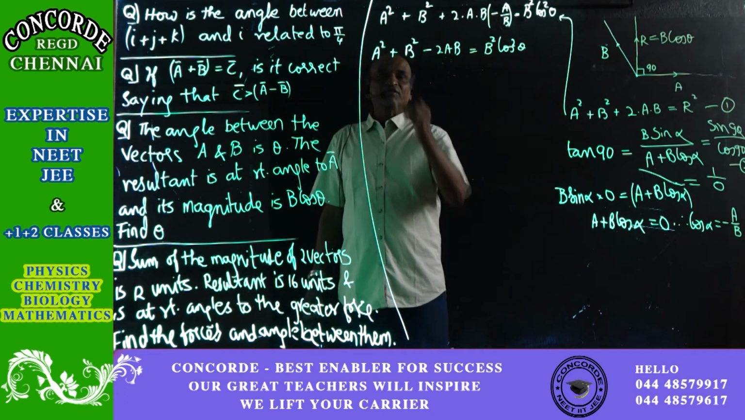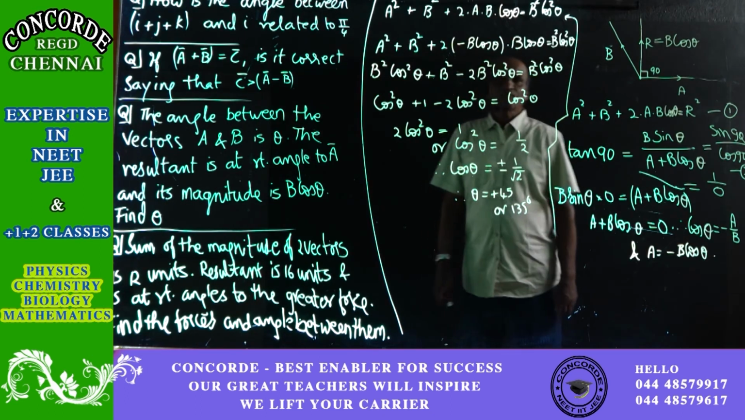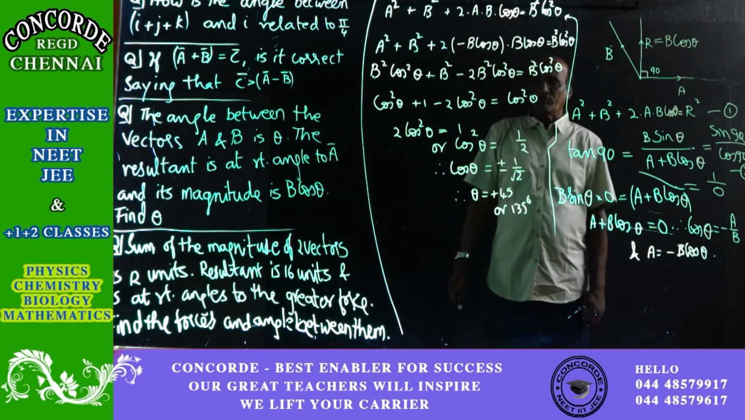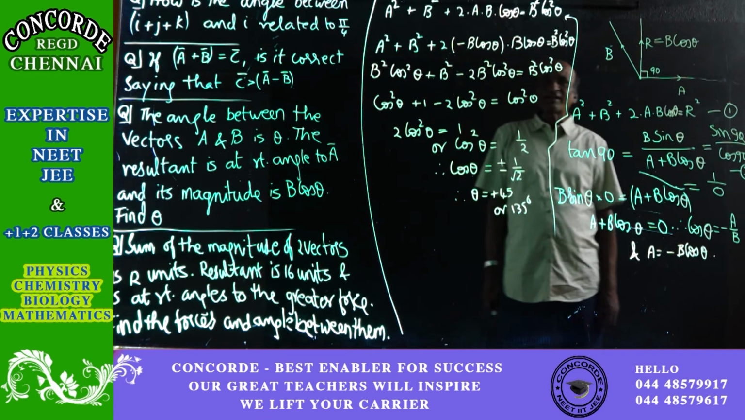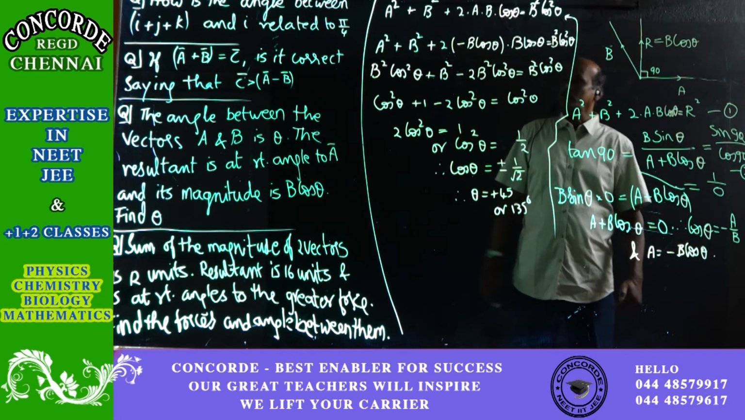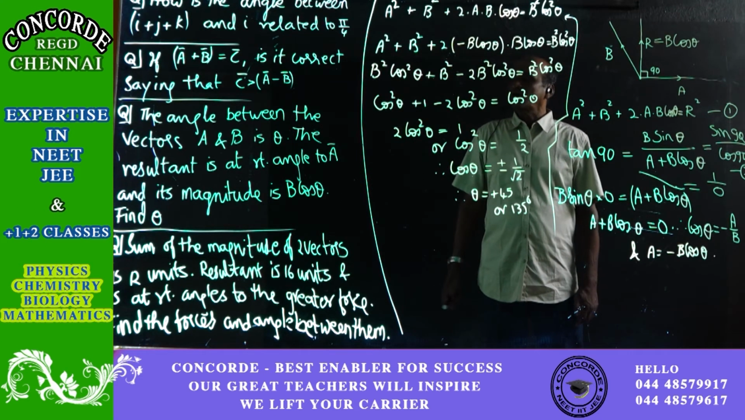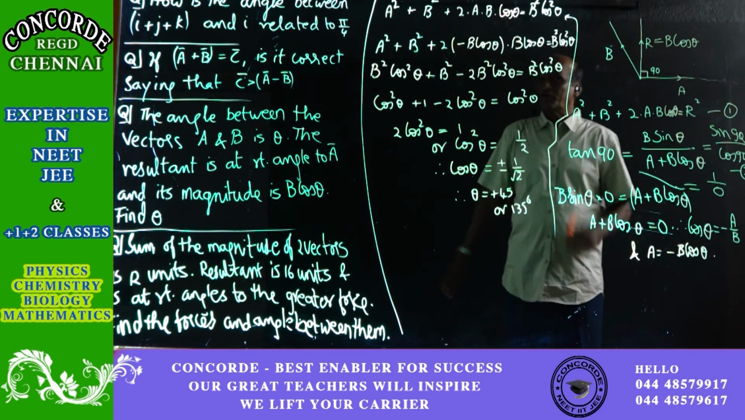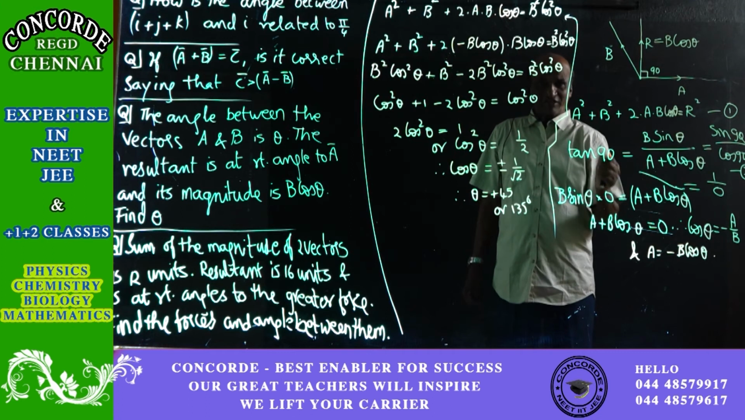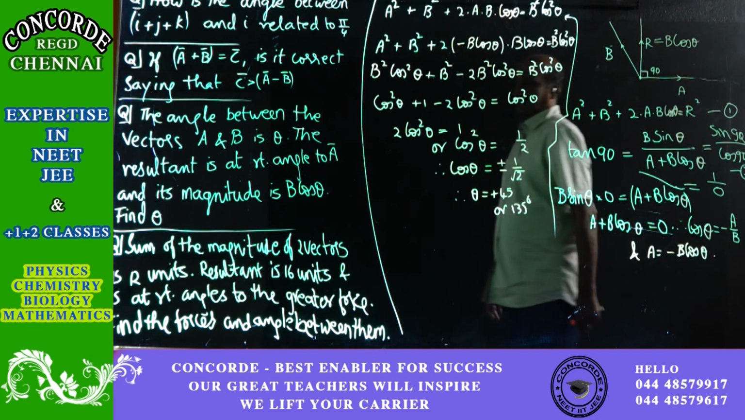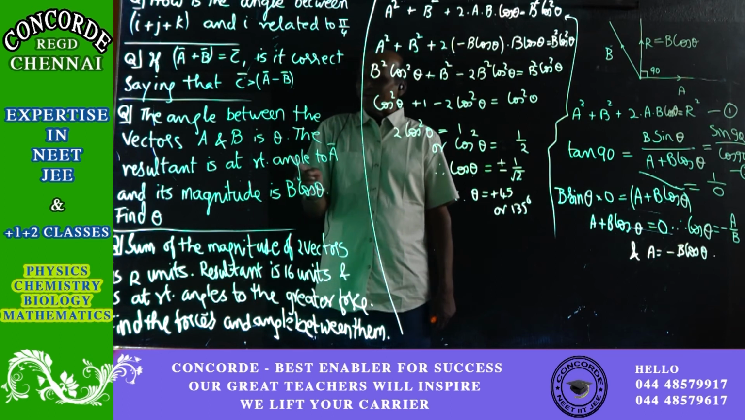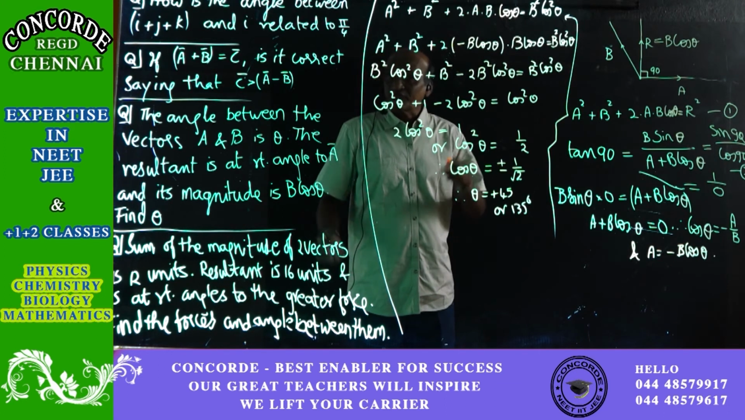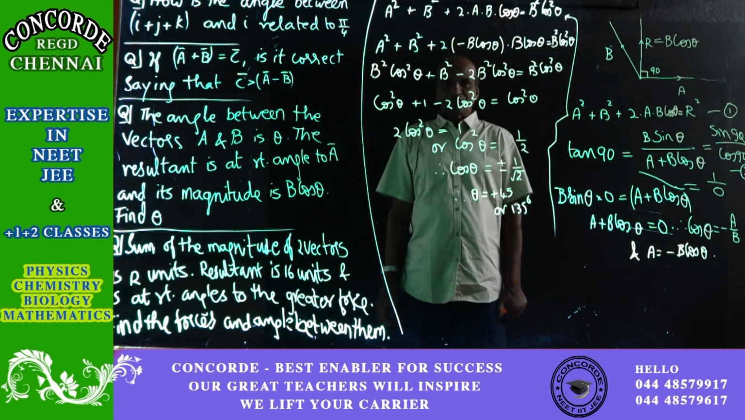So here we will get the next question. It is given that the angle between the vectors A and B is theta. The resultant is making a right angle to A, and the magnitude is B cos theta, find theta. So here what you have to understand is, when you read it continuously, you will be then able to follow it better. The resultant is at right angles to A and its magnitude, this magnitude B cos theta, is given for the resultant. So make a note of it. Right.